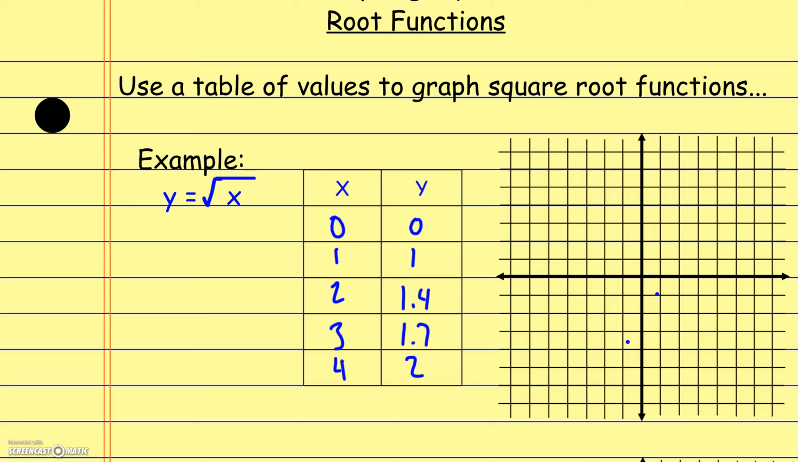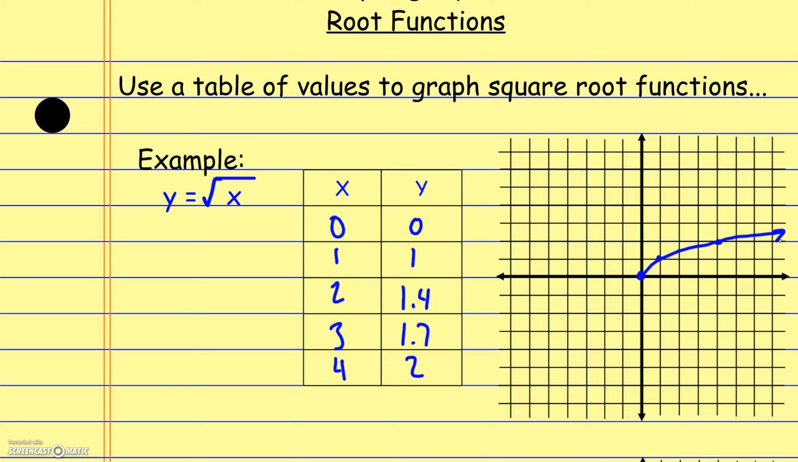And so now I'm just going to go ahead and plot these. So I'm going to graph it. I've got 0, 0, then 1, 1, then 2, 1.4 is about here, 1.7 is about here, and then the 2 is about there. Okay? And I could keep going if I wanted more values here, but I can get an understanding of what this thing looks like. It looks like a curve, like half of a sideways parabola, and so that's what I graph. All right? This is my standard square root function.